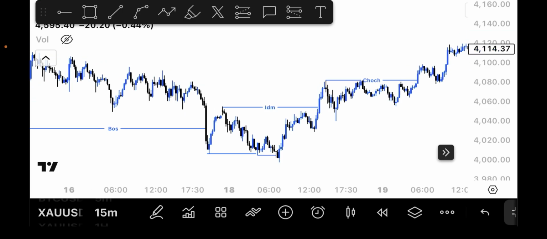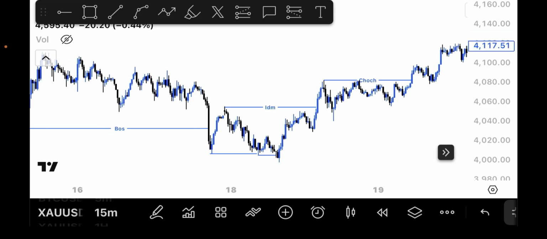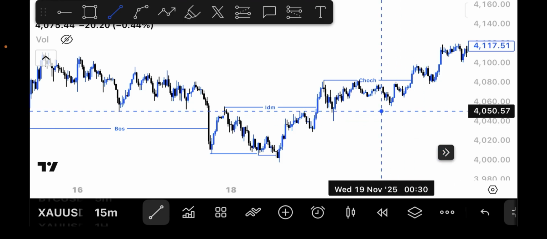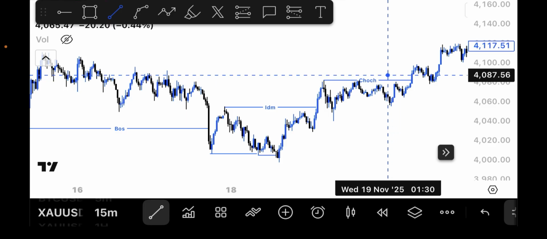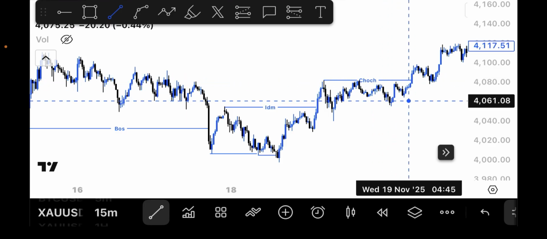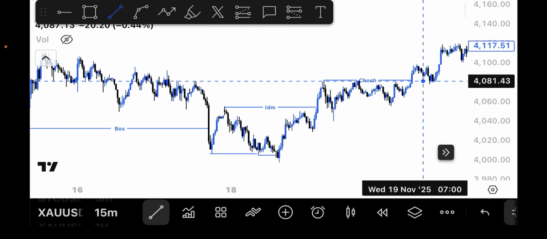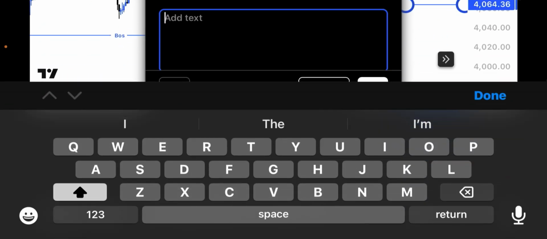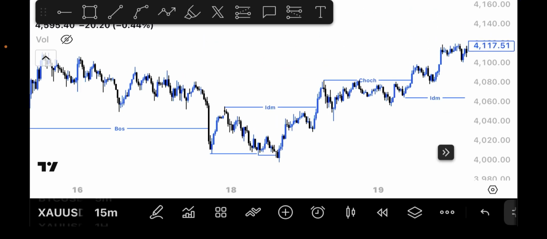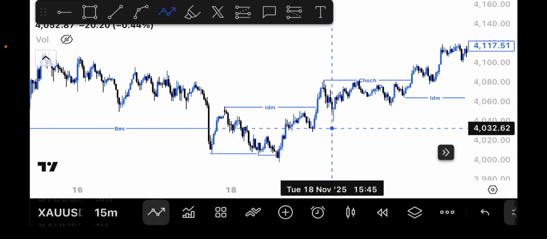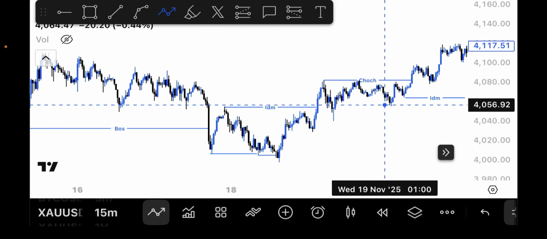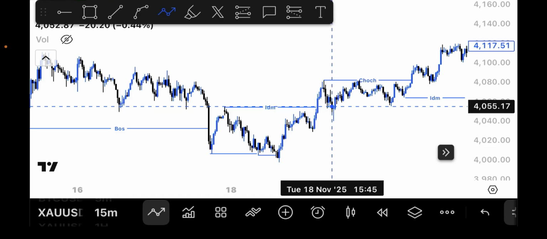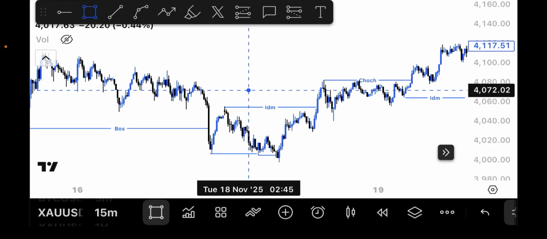Now, after the change of character, you have to identify your inducement again, because anytime the market closes above your break of structure or above your change of character, you look out for the nearest inducement. This is our nearest inducement here. We'll mark it. Then every other low, I'm seeing this as my liquidity. This is my first liquidity. This is my second liquidity. And here also we have a point of interest that you can buy at.